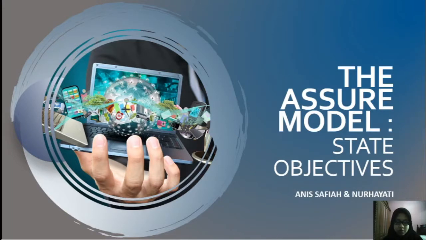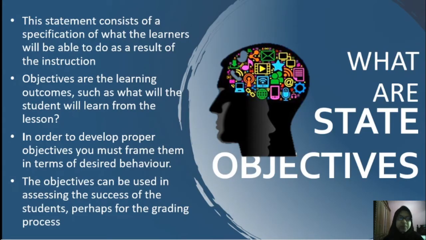My name is Anisafia from U5 and I will be presenting one of the steps of the Assure model, which is state objectives. So what are state objectives? This statement consists of a specification of what the learners will be able to do as a result of the instruction. Objectives are the learning outcomes, such as what will the student learn from the lesson. In order to develop proper objectives, you must frame them in terms of desired behavior. The objectives can be used in assessing the success of the students, perhaps for the grading process.